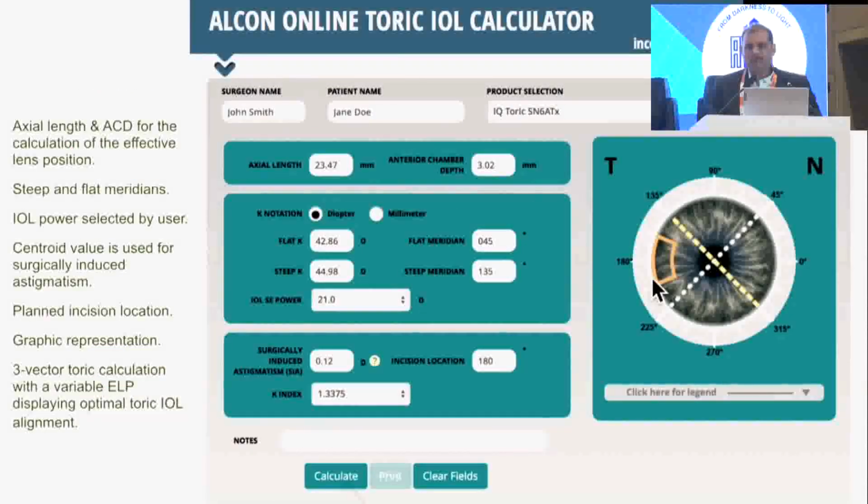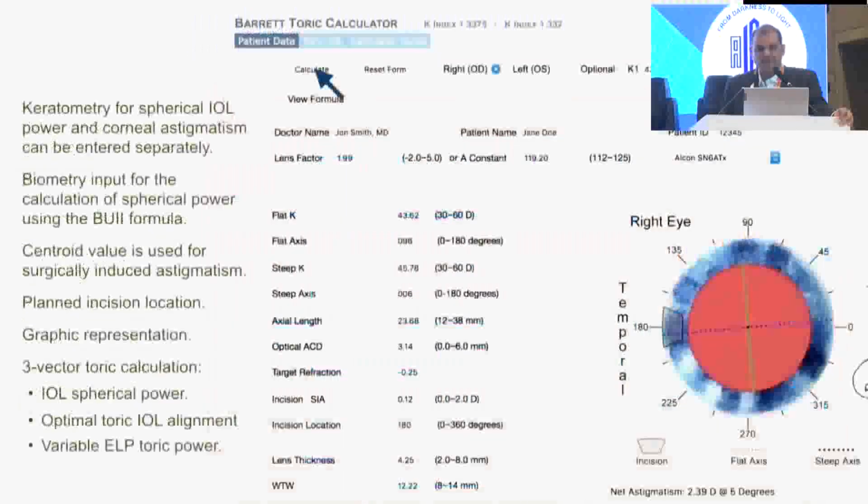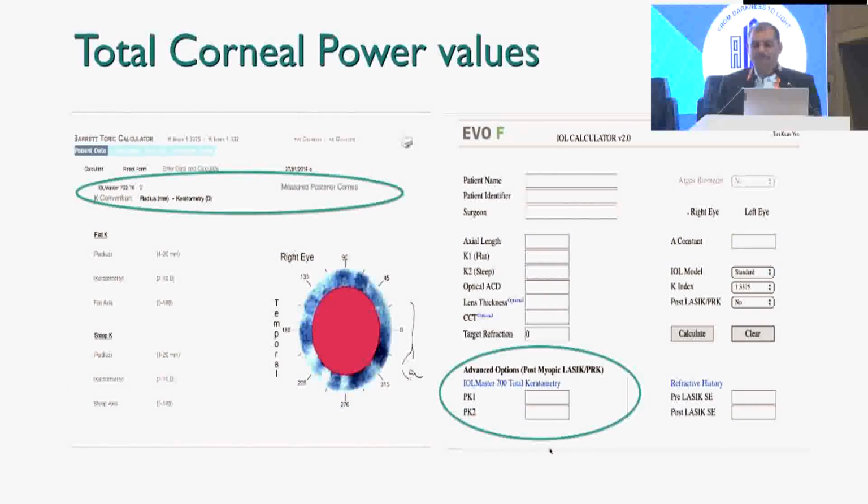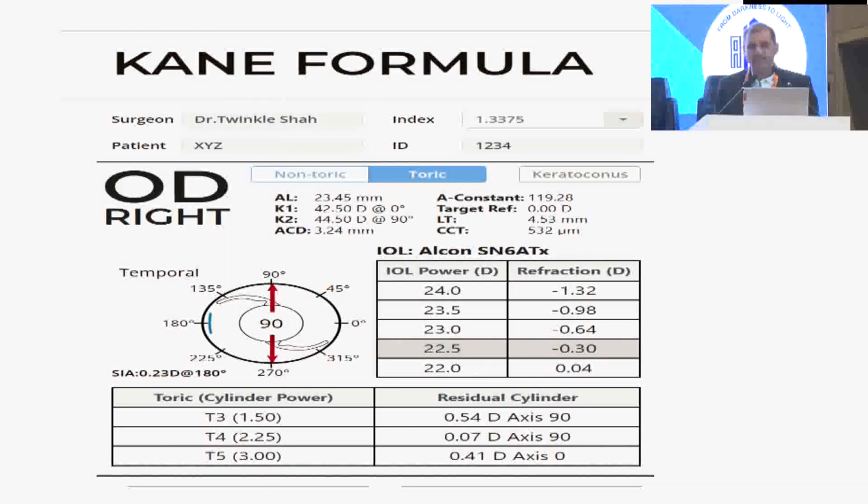This is the Alcon online Toric calculator, which also incorporates PCA, posterior corneal astigmatism, calculations by measurement or estimation. Both have been considered. The Barrett also considers measurement and estimation. Dr. Sonu has already elaborated on the Barrett Toric calculator. In the same way, newer Toric calculators like the EVO formula calculator also allow you to put in the measured total corneal power, and the Kane formula has an estimated corneal power. So new Toric calculators are coming up and they work very well.